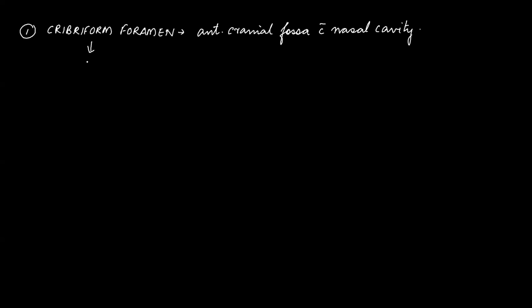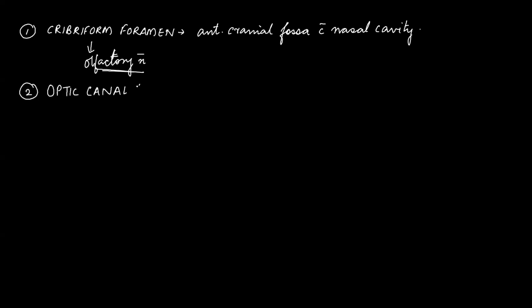So this foramen allows the passage of the axons of the olfactory nerve, and that too from the olfactory epithelium of the nose and into the anterior cranial fossa, where we have the olfactory bulb. So the olfactory nerve from the cribriform foramen enters into the anterior cranial fossa to communicate with the olfactory bulb. So what is the content of cribriform foramen? If someone is asking, that is the olfactory nerve.